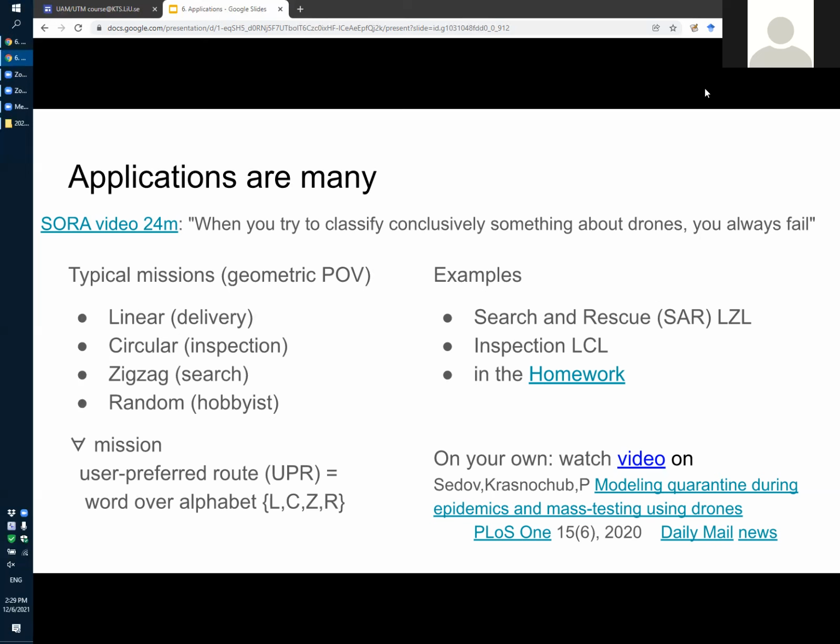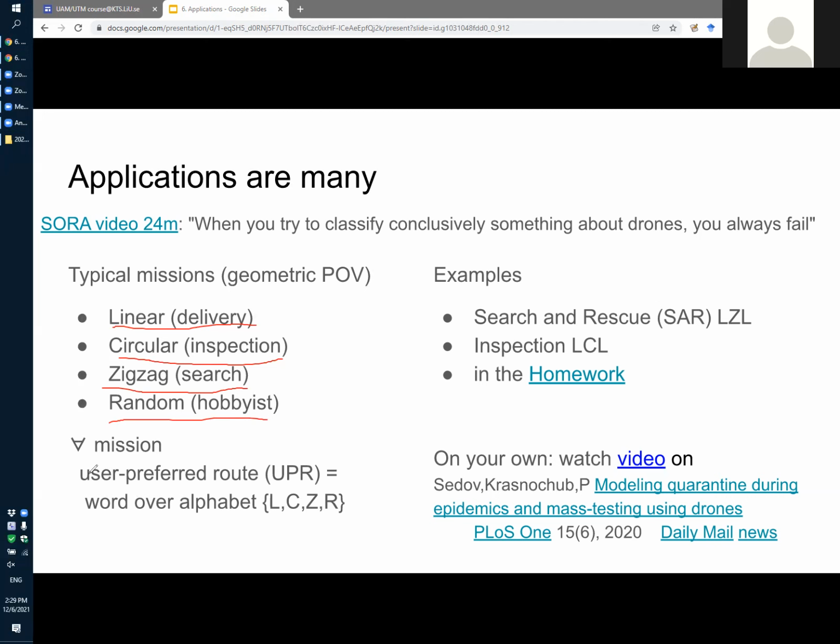We can nevertheless classify missions as we did in the previous slide. And in terms of the path, we can see what kind of path the drone takes. Is it a straight line? Does the drone go in circles to inspect something? Is there a search and rescue mission where you're trying to cover a certain area? Or is it completely random because the UAM is just for fun?